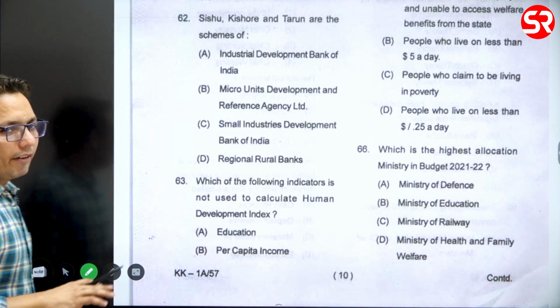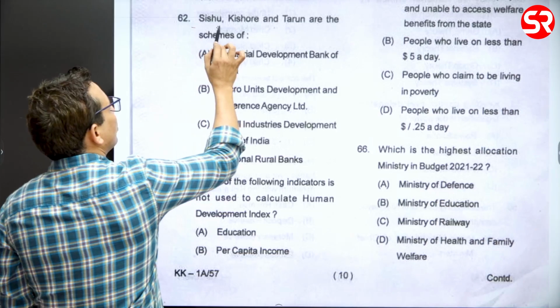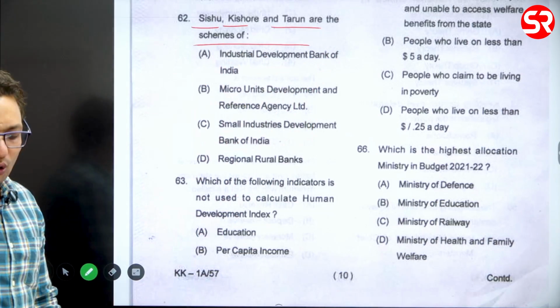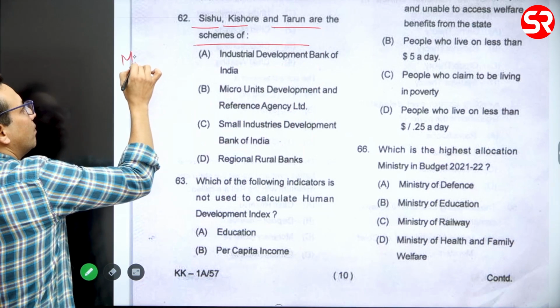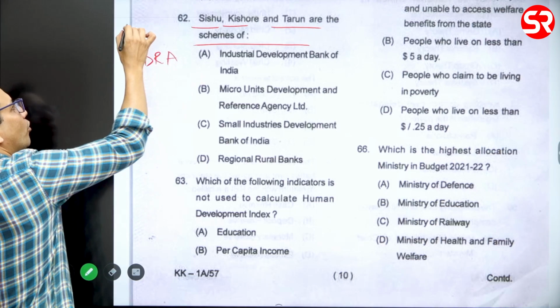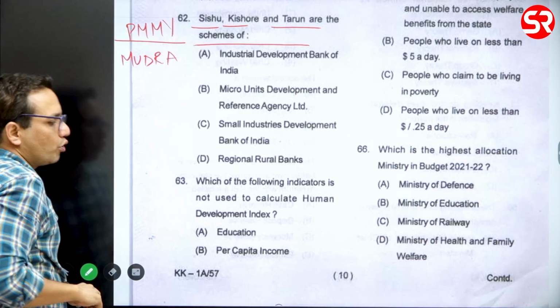Again a very straightforward question. Question is, Shishu, Kishore and Tarun are the schemes of. Look, government brought Mudra scheme. Basically, government brought Pradhan Mantri Mudra Yojana. That was Pradhan Mantri Mudra Yojana.